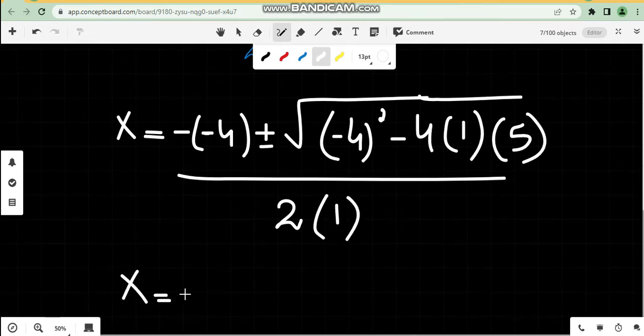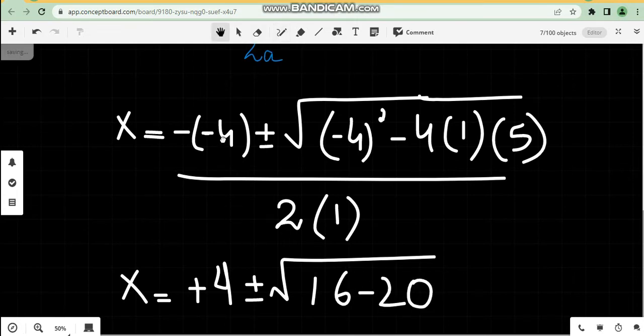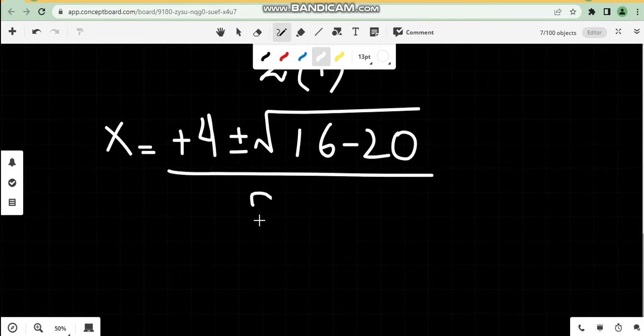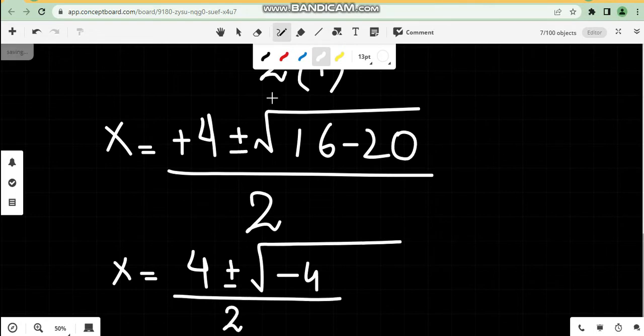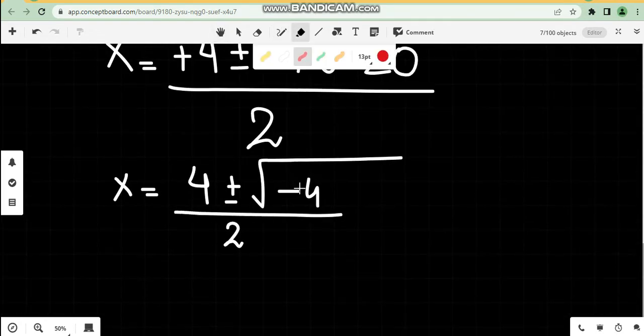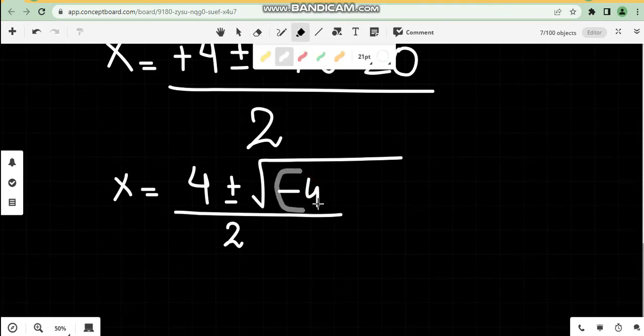X equals minus, that's positive 4, plus minus square root of 4 square, that's 16, minus 4 times 5, that's 20, divided by 2. So x equals +4 plus minus square root of 16 minus 20, that's -4, divided by 2. This was the main thing I was saying: when you get a negative sign inside the root, how can you solve it? A negative sign inside the root, we can't simplify it, that's the imaginary part.